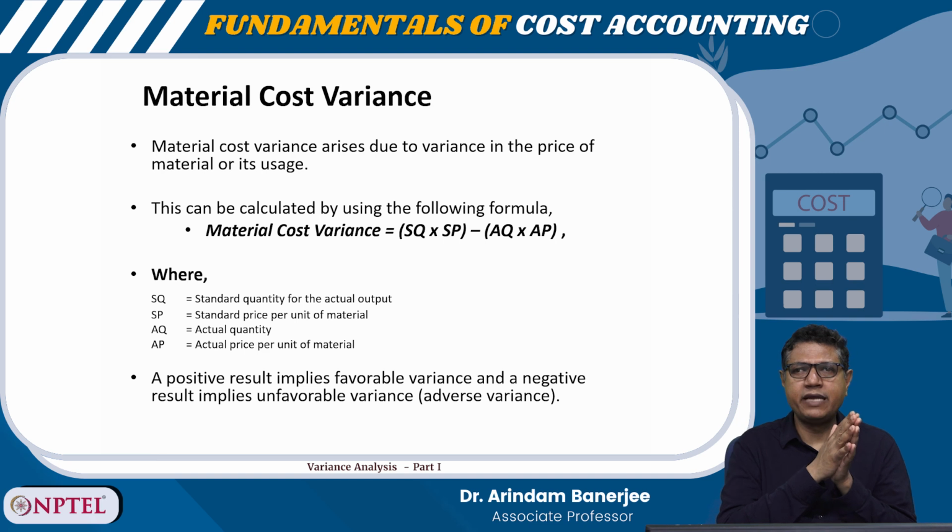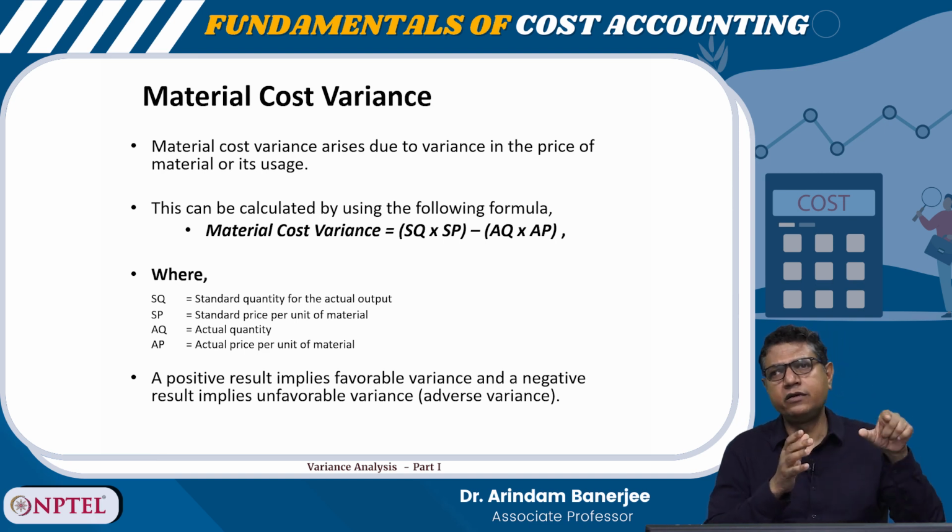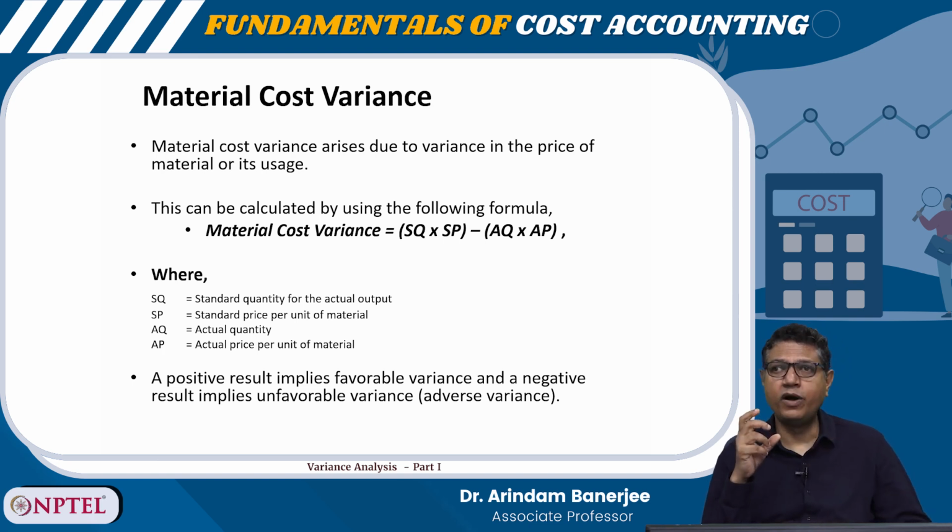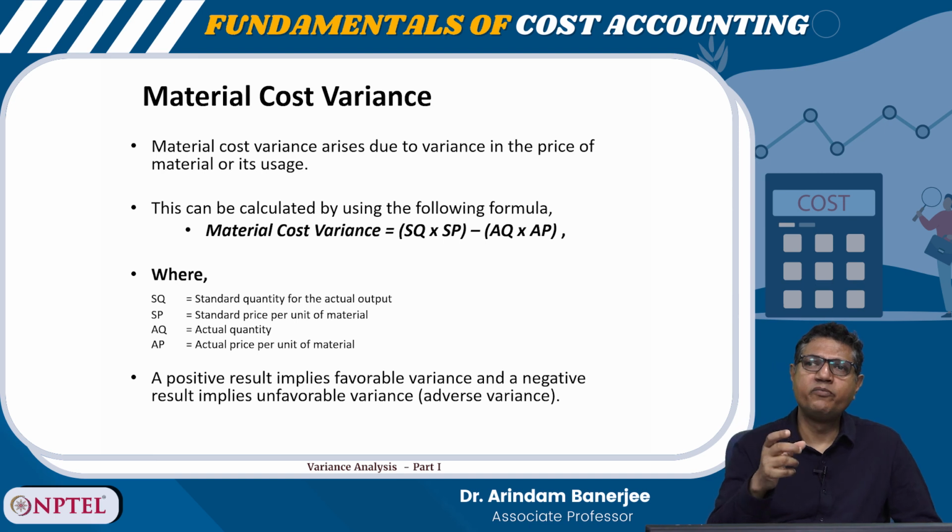So, what would be my standard material cost? Standard quantity into standard price. What is standard quantity? Standard quantity is, for producing one unit, how many units of material you need. Fine. So, that is the standard quantity for actual output.